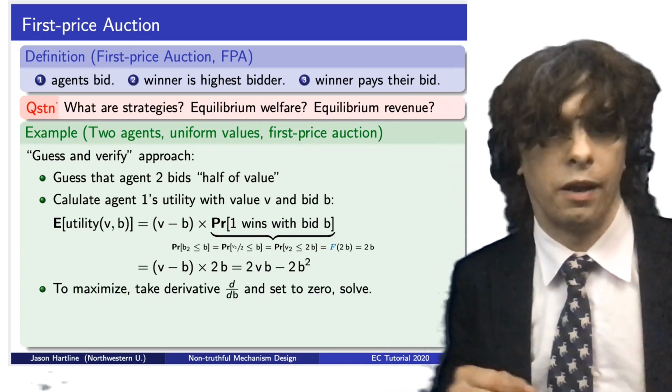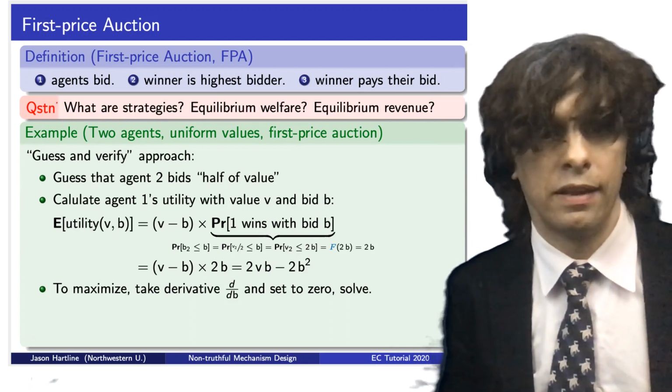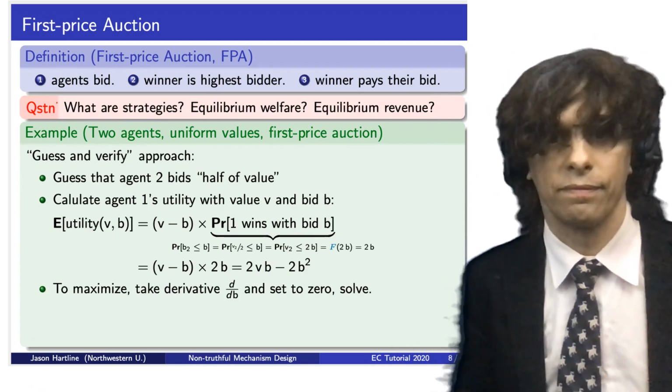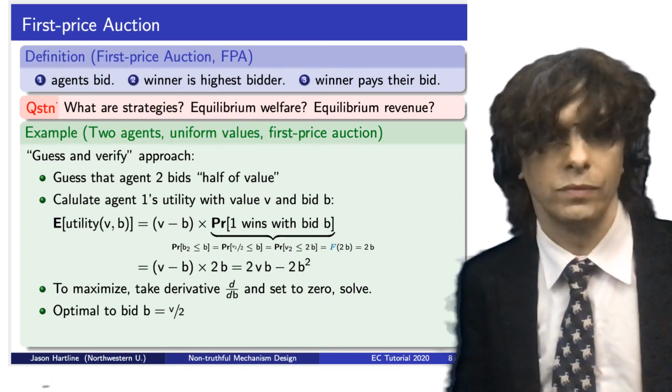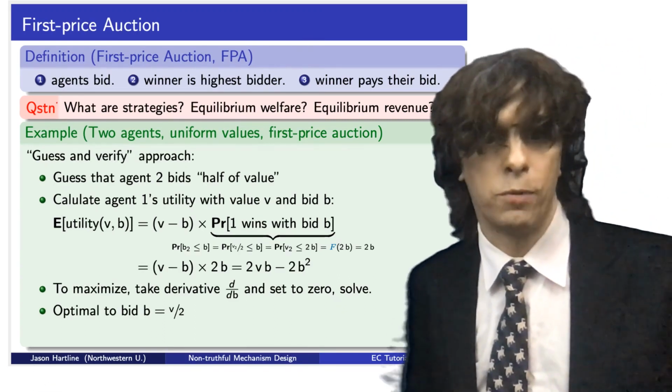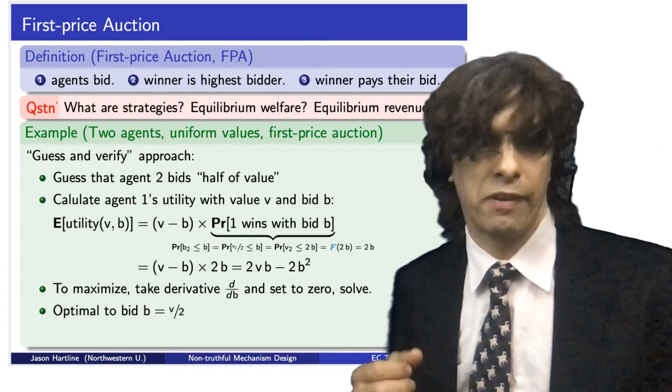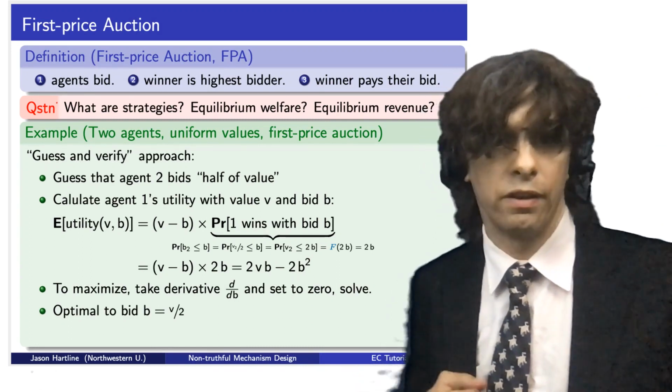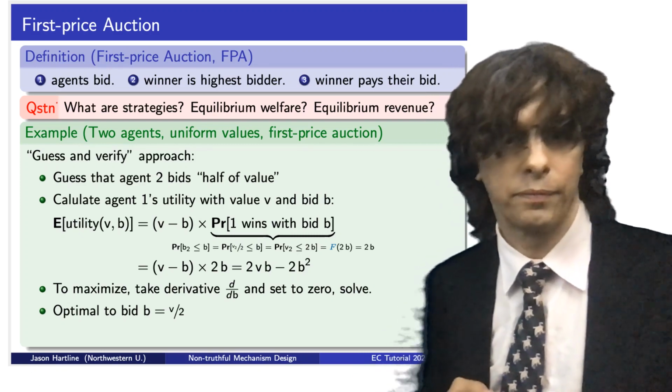In particular, we can take the derivative with respect to bid, set it equal to 0, and solve. Doing so would tell us that the optimal bid given a specific value of the agent is half of the agent's value.